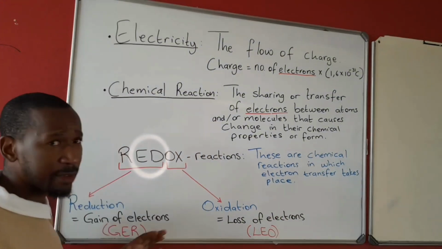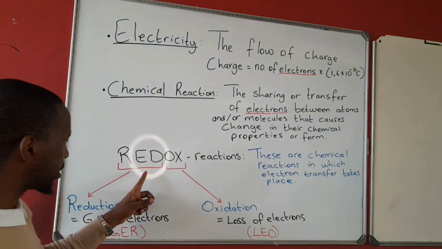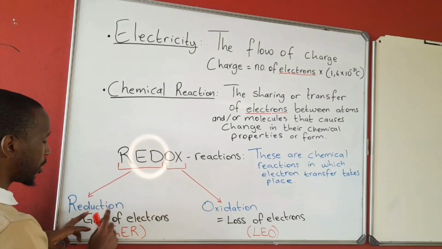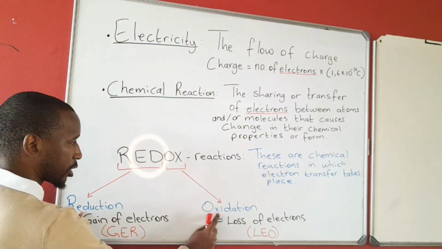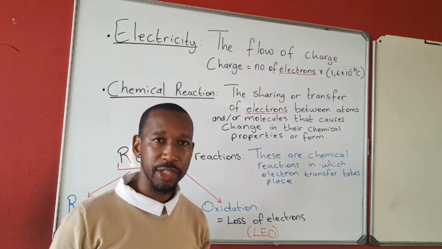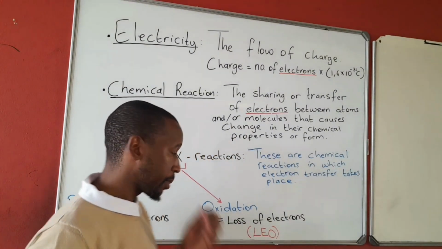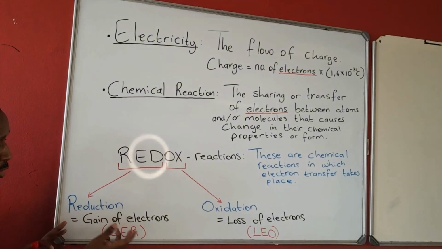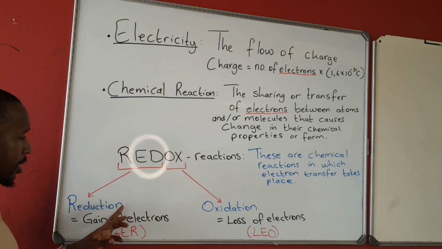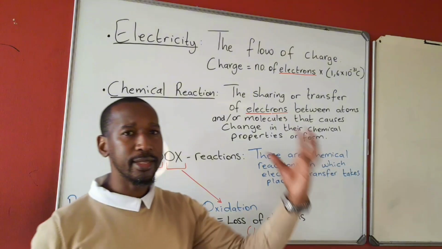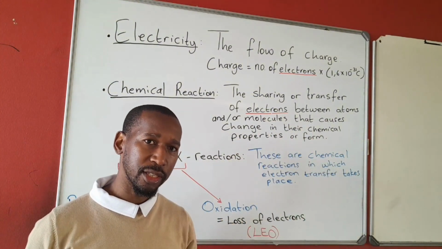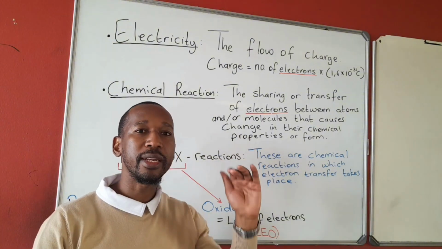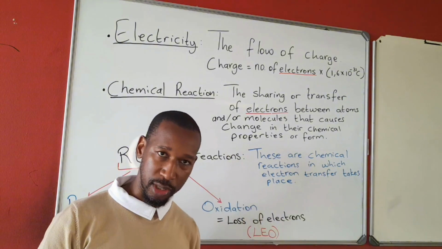Now, let's just dive into the redox reaction. The word redox comes from the combination of reduction and oxidation. So it's what we call reduction-oxidation reactions. So what is reduction? Reduction is when a compound gains electrons. So when an atom or molecule gains electrons, we call that reduction. We usually remember it as gain of electrons is reduction. The reduction comes from the fact that as it gains electrons, which are negatively charged, whatever charge it had will be reduced to more negative or less positive.